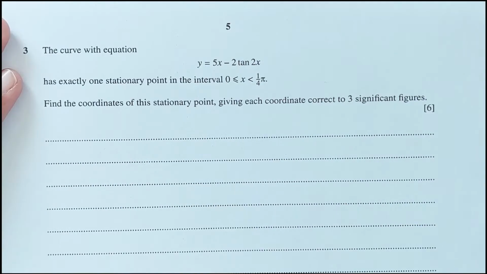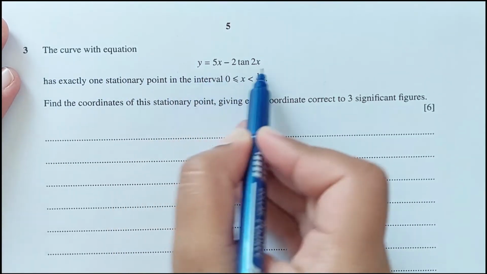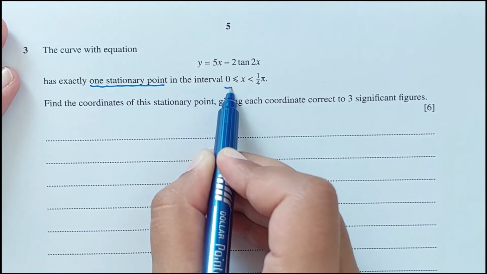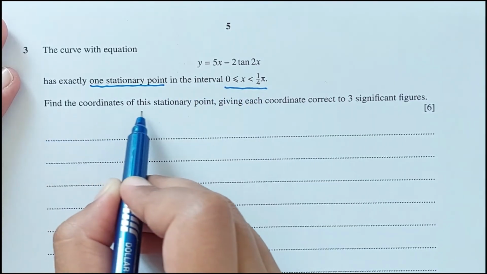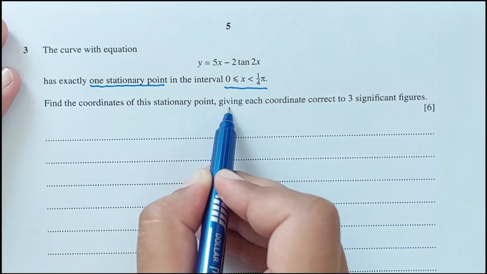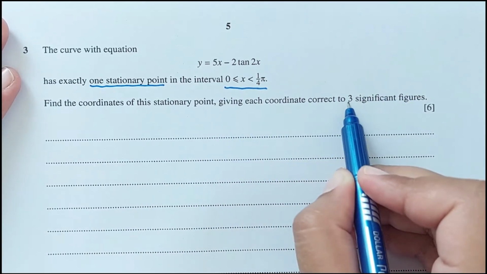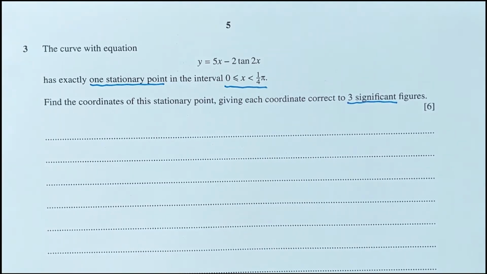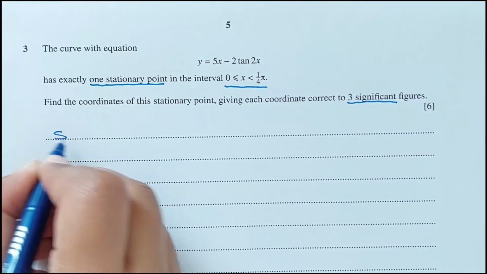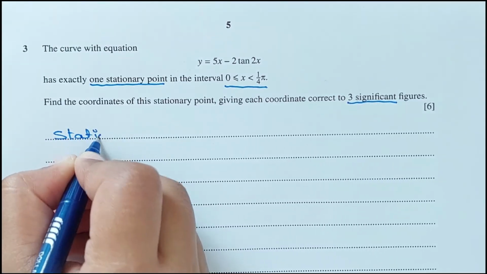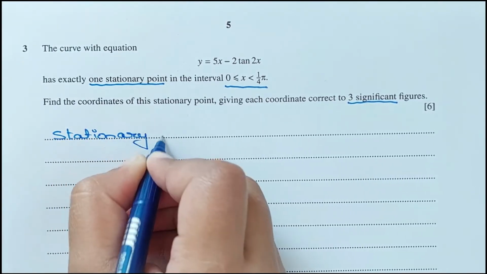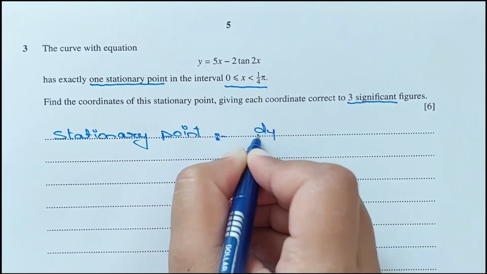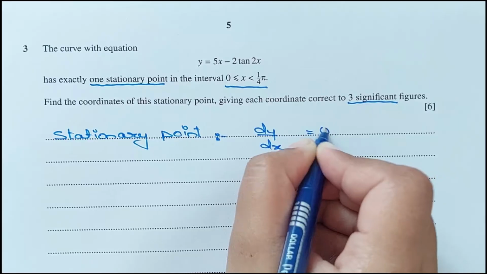Okay. Question number 3, the curve with equation y equals this has exactly one stationary point in the interval 0 to pi by 4. Find the coordinates of this stationary point, giving each coordinate correct to 3 significant figures. It has exactly one stationary point. So for a stationary point, what we have to do? For a stationary point, we have to say dy over dx should be equal to 0, right?